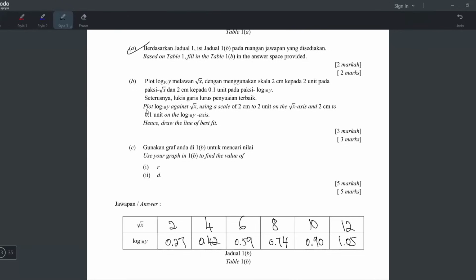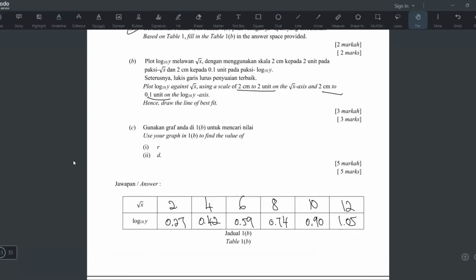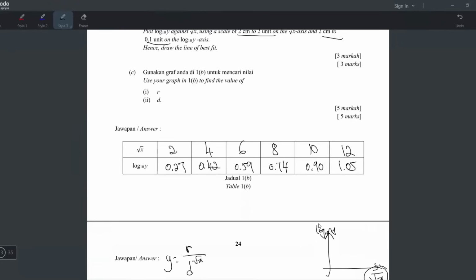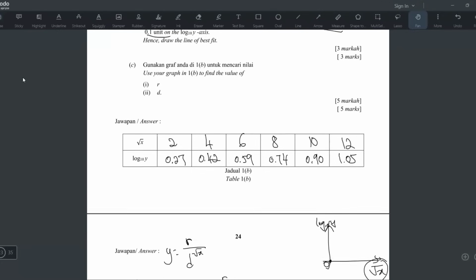Okay, B dia suruh plot log 10y against square root x using the skala. Okay, so nanti kita ikut skala, hence draw the line of best fit. Okay, before I go to the graph paper, let's determine berapa kotak yang saya akan guna dulu. Okay, first of all the values are positive. Semua nilai sini positif. That means you punya 0, 0 mesti letak bottom left corner. You kena letak bawah kiri. Because every value is positive. That means all the graph is in the first quadrant.